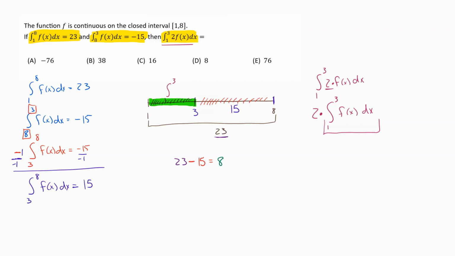So from 1 to 3, I know this section is now going to equal 8 because that 8 plus 15 had to equal this total amount. So I know that this value here is 8, and now I can just multiply that by 2. I get 2 times 8 is 16, and that's going to be my final answer, which would be option C.